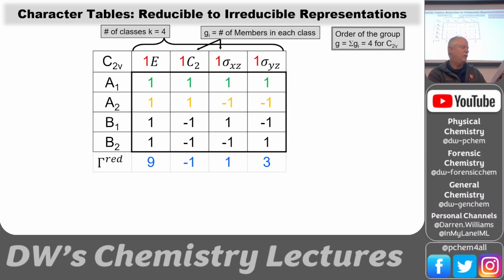Let's go over here to D2d. Let's add up all of those. 1 for the E, 2 S4s, so that we're at 3. We have a C2, so that's 4. 5, 6, 7, 8. So the order of that group is 8.